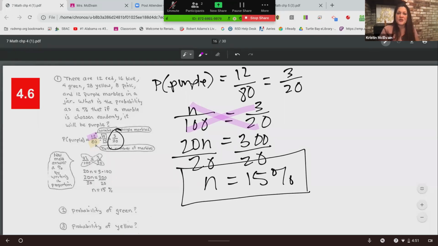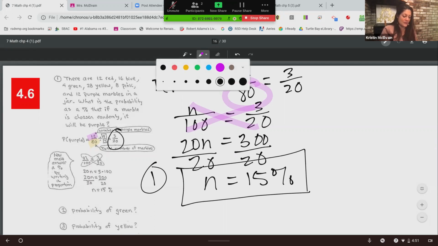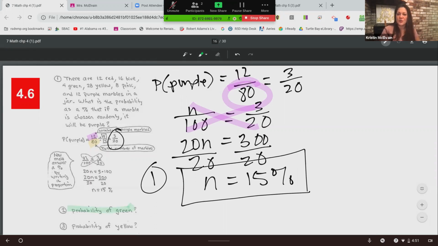All right, so this is for number 1. For the rest of our work, we're going to see the probability of the different colors. It's always going to be out of 80, and then whatever color. Number 2 is green, so it will just change what number out of 80 is green. Let's go ahead and erase, and we'll go on to number 2.